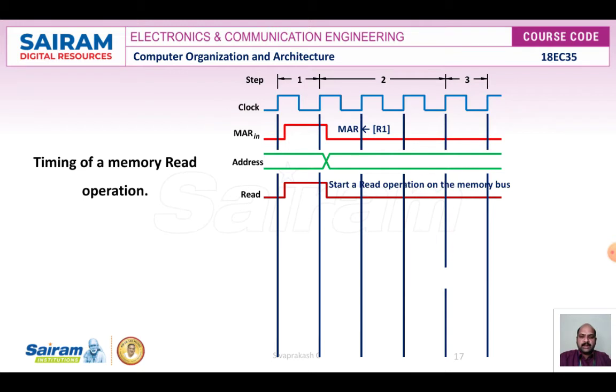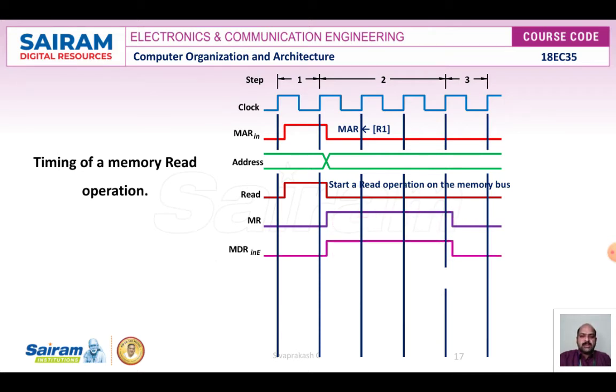Next, the address is specified and identified. During that time, when the address is fetched, obviously the read signal is going to start. So here it's going to start a read operation on the memory bus. Later, when the memory is fetching the data once the read instruction is given, the trailing edge is used to fetch the data from the memory. It may take some time to fetch the data from the respective memory location.